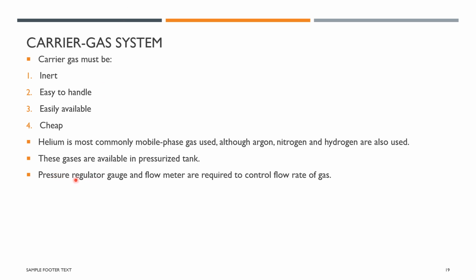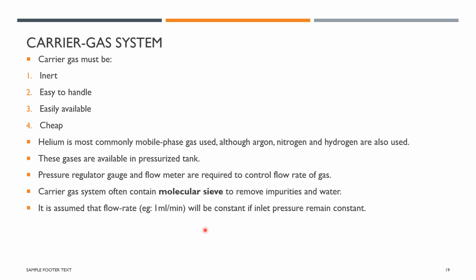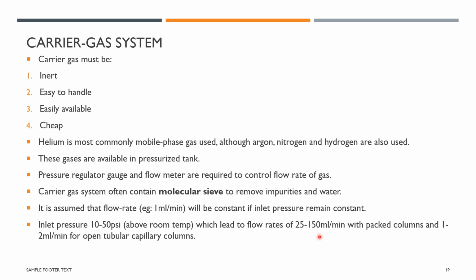As the gas is the mobile phase and is present in a pressurized tank, the regulator gauge is used to control the pressure of the gas, and the flow meter is present to control the flow rate. The carrier gas system often contains a molecular sieve to remove impurities and water from the mobile phase. It is assumed that the flow rate, for example 1 ml per minute, will be constant if inlet pressure remains constant. Inlet pressure of 10 to 50 psi above room temperature leads to a flow rate of 25 to 150 ml per minute with a packed column and 1 to 2 ml per minute for open tubular columns. Psi means pounds per square inch.